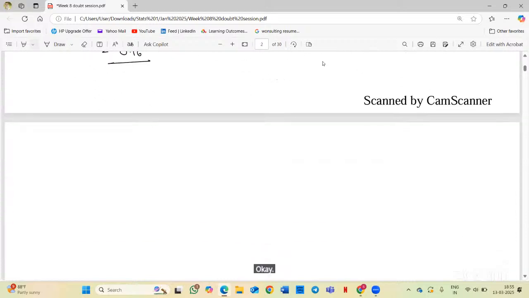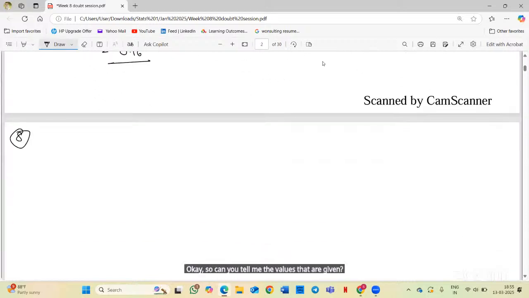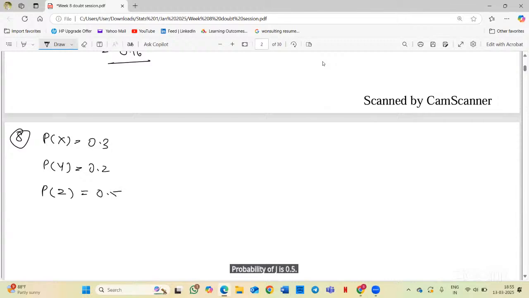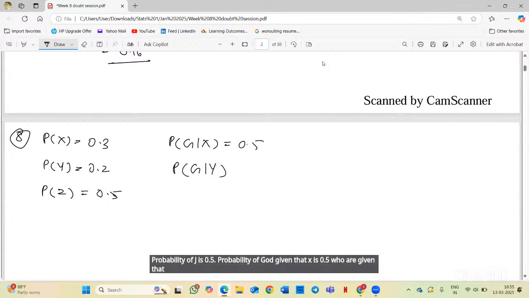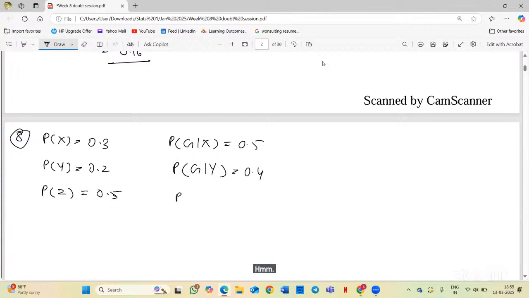Okay. So can you tell me the values that are given? Just tell me the probabilities. Probability of x is 0.3. Probability of y is 0.2. Probability of z is 0.5. Probability of girl given that x is 0.5. Probability of girl given that y is 0.4. Probability of girl given that z is 0.6.